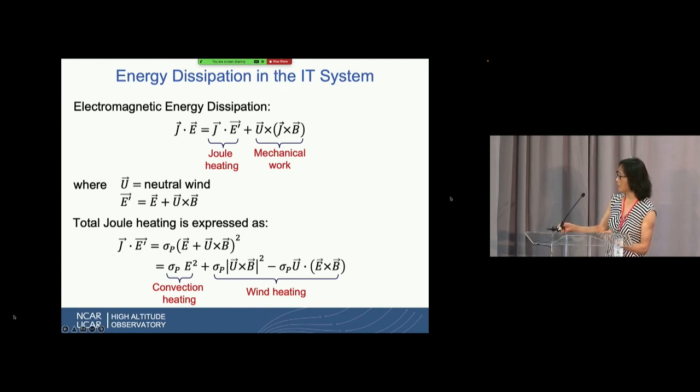You have sigma_P E squared. That's basically the heating term lots of people use, for example in the AMIE, which I showed earlier, which totally ignores the neutral wind. That is what the Joule heating looks like, so for this purpose I call this term the convection heating. The other terms are associated with the neutral wind, so I name it the wind heating. However, because the neutral wind flow tends to be smaller than the E cross B drift, in general this term is negative. I call it heating, but it's actually a cooling effect, compensating the heating by the convection flow.